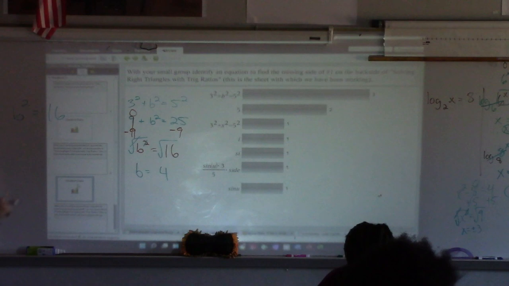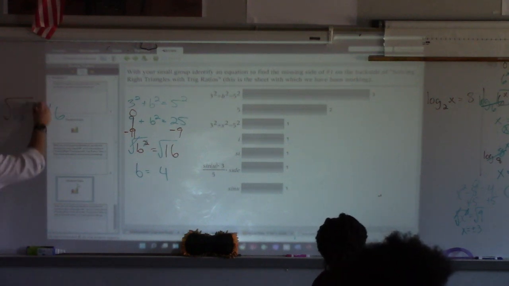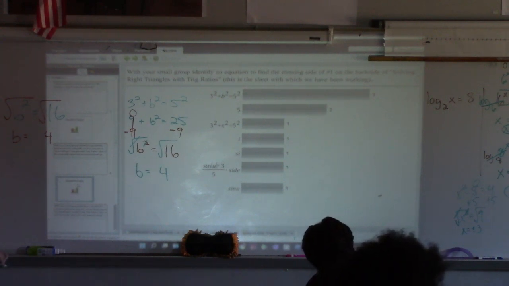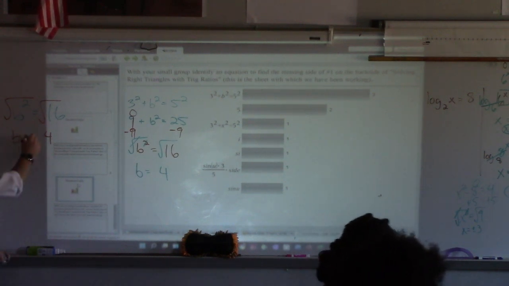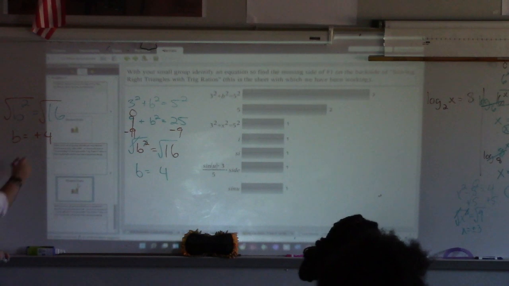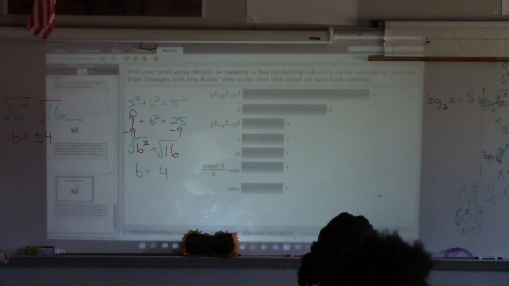When you take the square roots, yes, you get a 4, but you actually are supposed to get two answers here. You get a positive 4. Does anyone know what the other answer would be? A negative 4. Now, I need everyone to follow this because I need you to understand why this is happening.